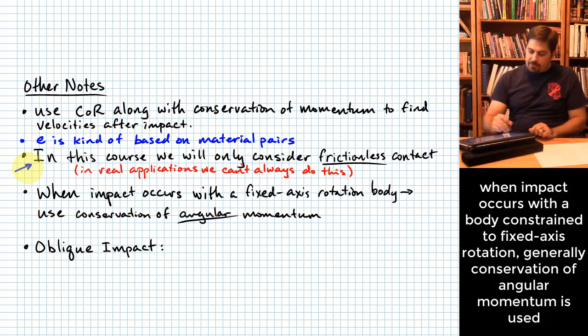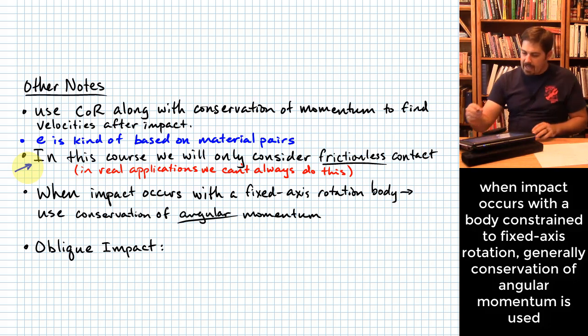The next thing we have here is that when impact occurs with a fixed axis rotation body, rather than using linear momentum, usually what we need to use is a conservation of angular momentum, and we're going to cover an example problem in just a moment that allows us to handle a case like that.